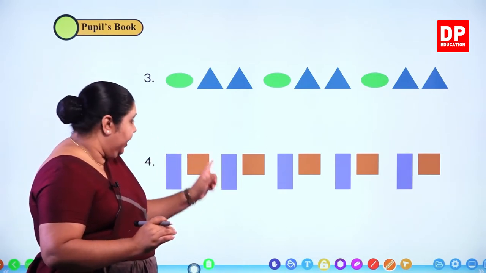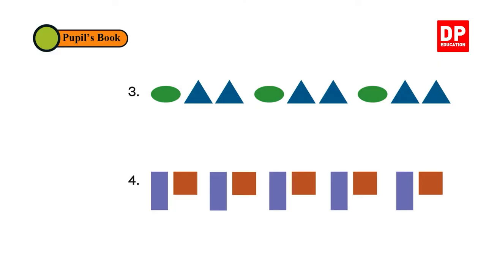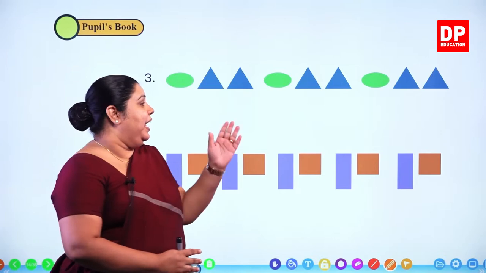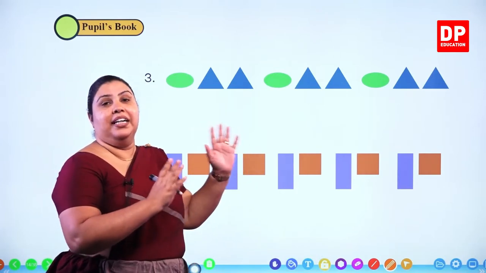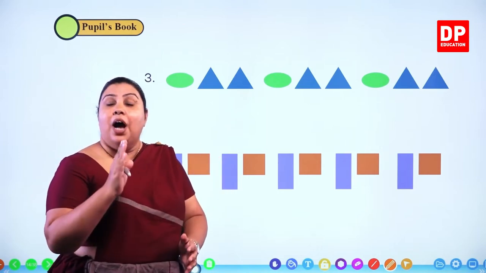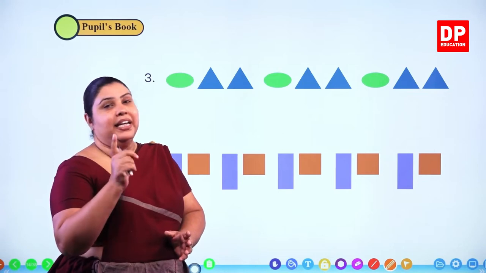Rectangle, square. Rectangle, square. Okay, so you have to go on like that. Right, now we have read out all the shapes and their correct order, the patterns. Now we have another interesting activity to do in our next slide.